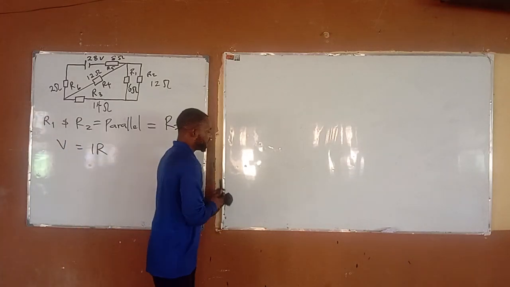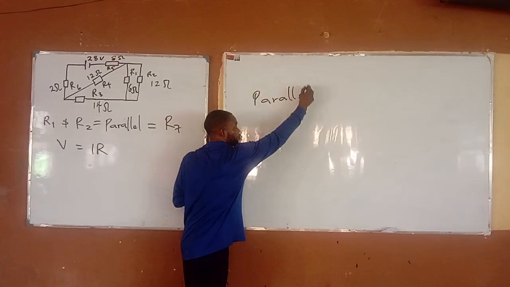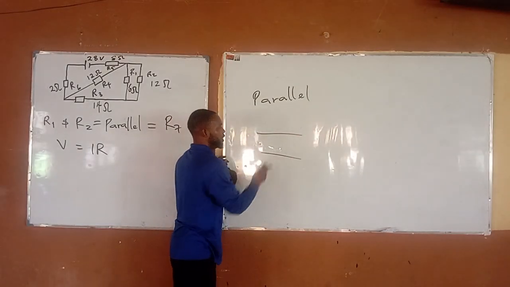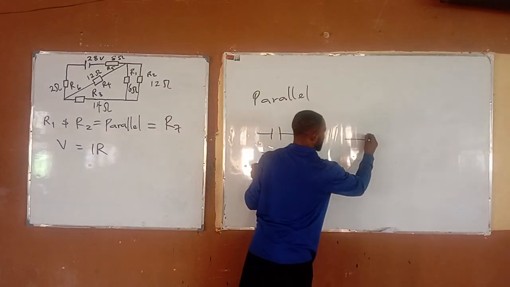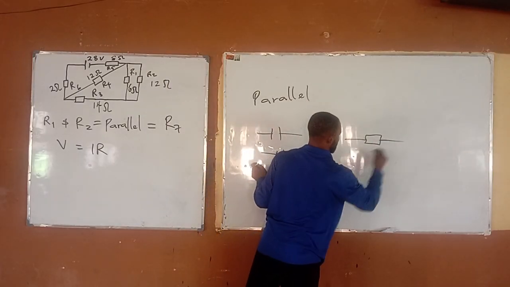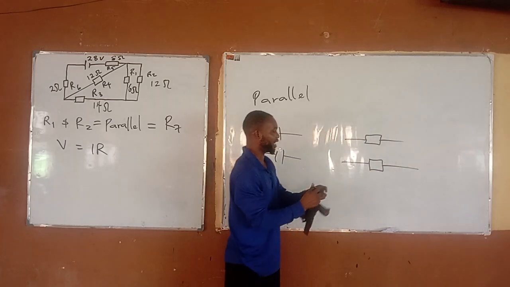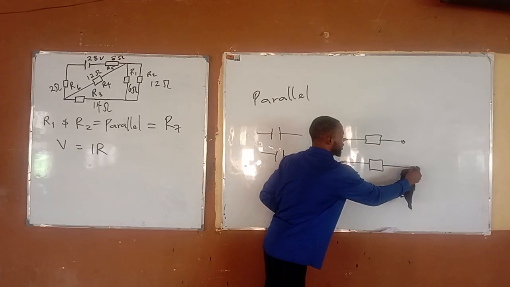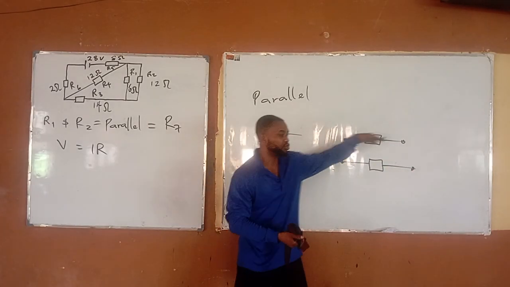So if I have parallel, from what I taught you under capacitance, I told you that if something is in parallel like this, even if it's capacitance, and this is a resistor, this is a resistor, it simply means that it is broken. The ends are the same. Broken in the sense that what you have here is a parallel line to this one.